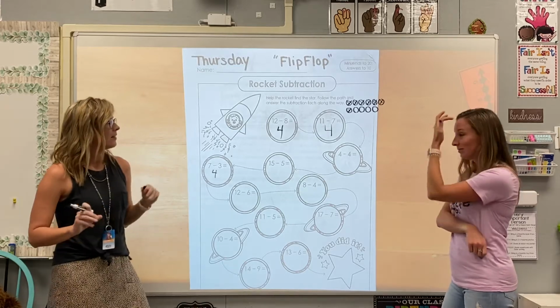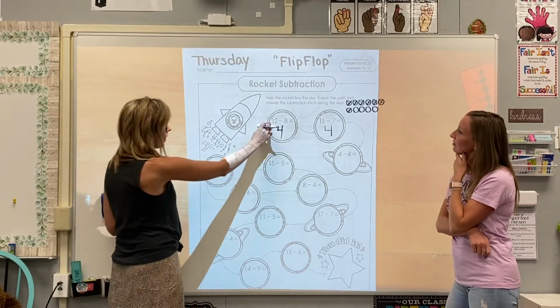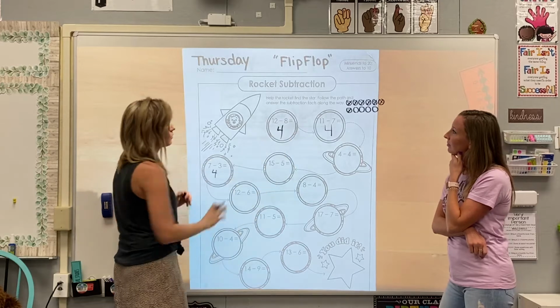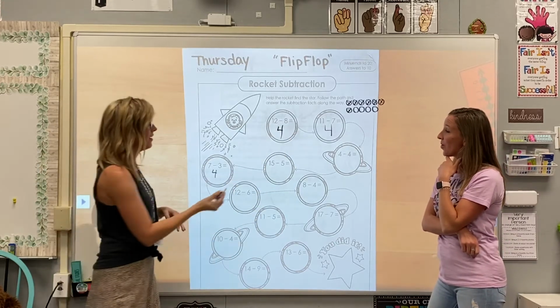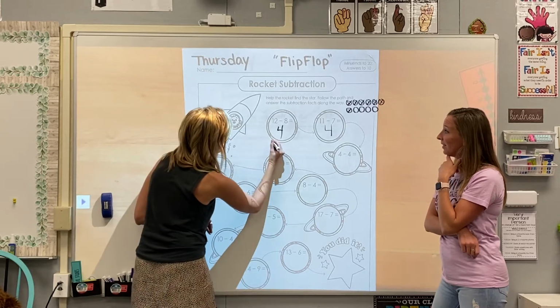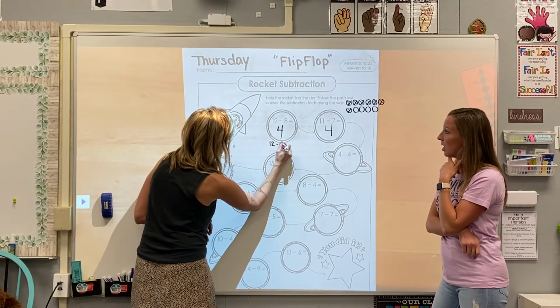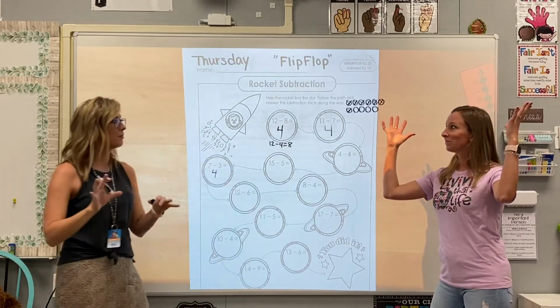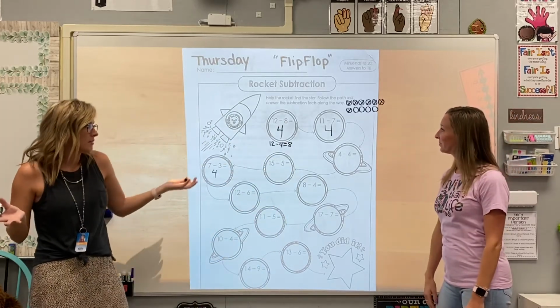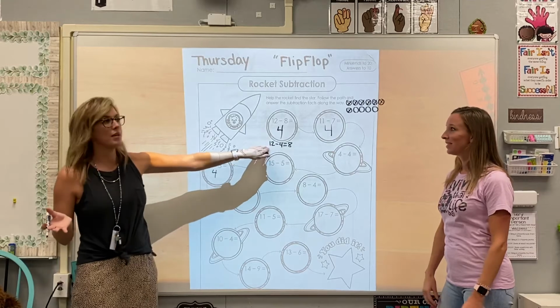So, let me give you an example. So this problem was 12 minus 8 equals 4. Now, if I know that 12 minus 8 equals 4, what that means is that 12 minus 4 equals 8. If I just flip those smaller two numbers, I will get the same answer. Both of them come from the number 12.